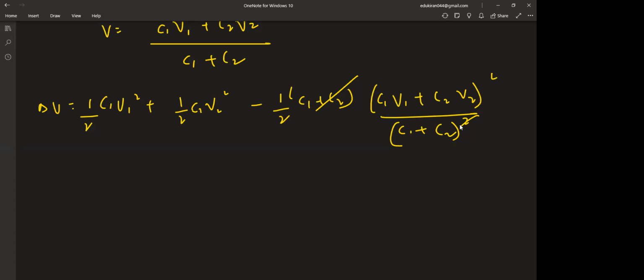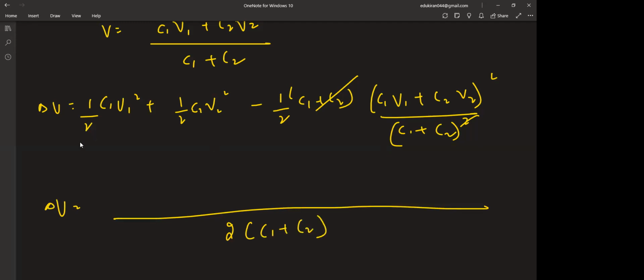Now, one C1 plus C2 will be left in the denominator. No, let's do one thing. Let's take this as the LCM. What is left in the denominator? 2 and C1 plus C2. Let's take the proper LCM. LCM will be 2 (C1 plus C2), right? 2 here, 2 here, 2 here, and C1 plus C2 here. So it's 2 (C1 plus C2), that's going to be the LCM.